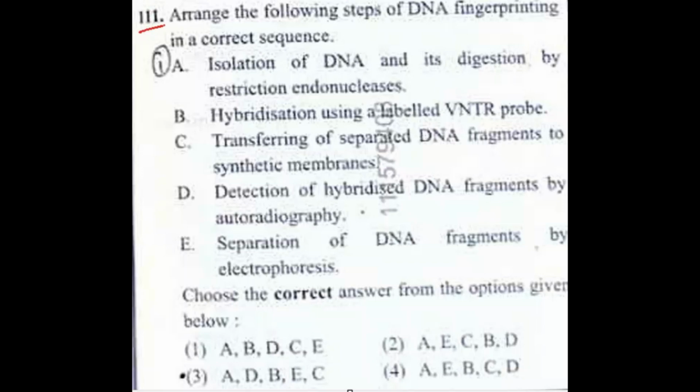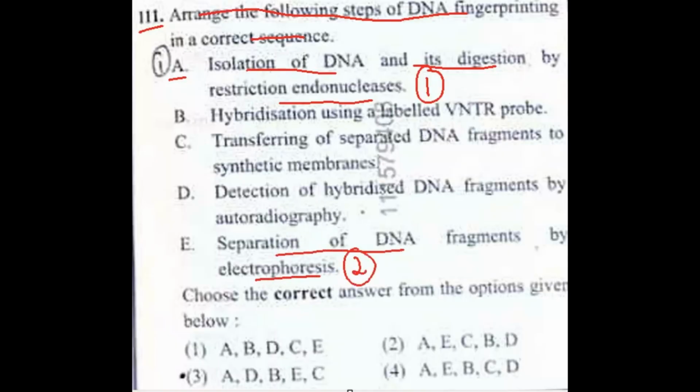Question number 111. Arrange the following steps of DNA fingerprinting in a correct sequence. Option A, isolation of DNA and its digestion by a restriction endonuclease. That will be first. Second, separation of DNA fragments by electrophoresis. Then what will be the third? Transferring of separated DNA fragments to synthetic membranes. That will be the third.